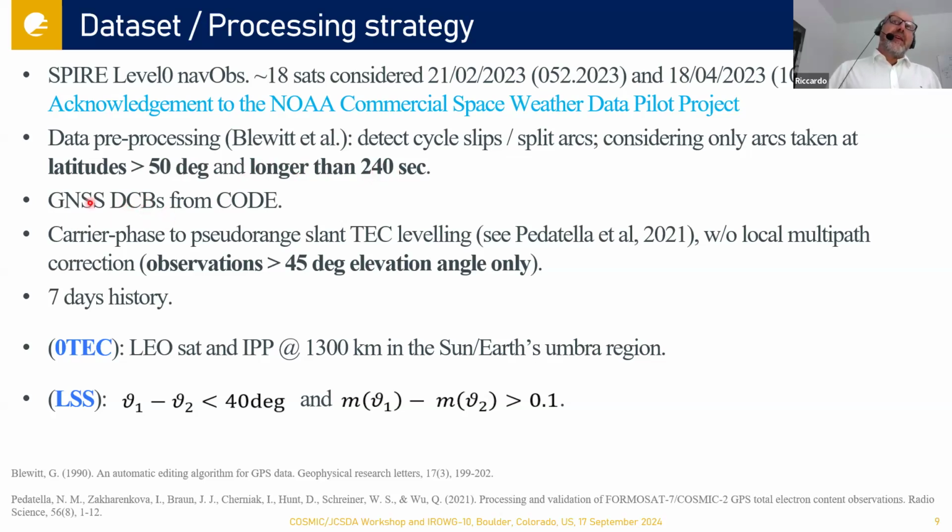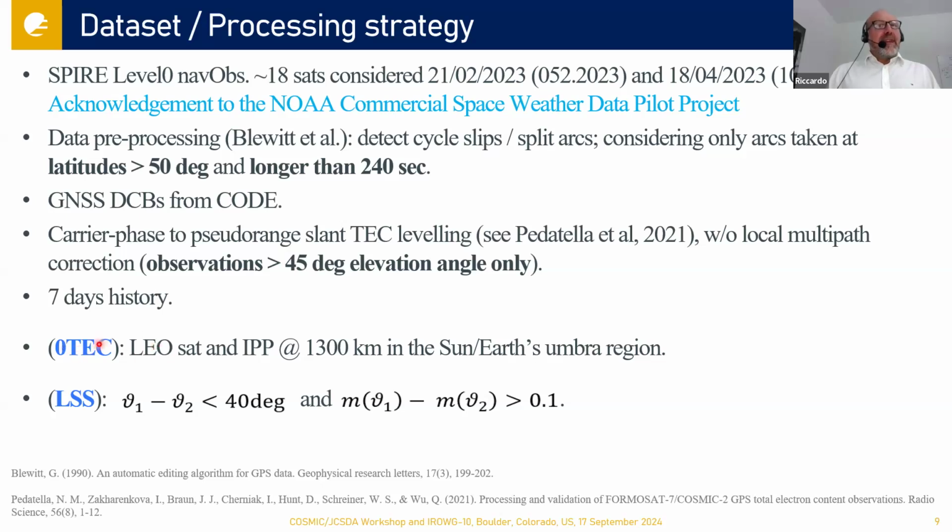Then we took the DCBs for the transmitter from CODE. We applied the standard carrier phase to pseudo-range slant TEC leveling. This was following the approach of Nick Pedatella, without applying any local multipath correction, because at the end we selected observations taken with elevation angles bigger than 45 degrees. So for us, this is not a problem.